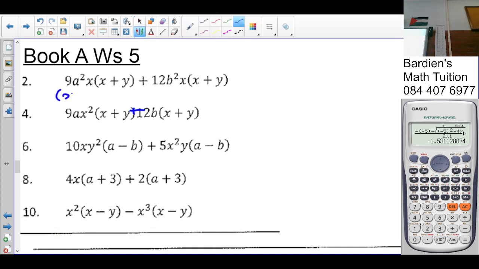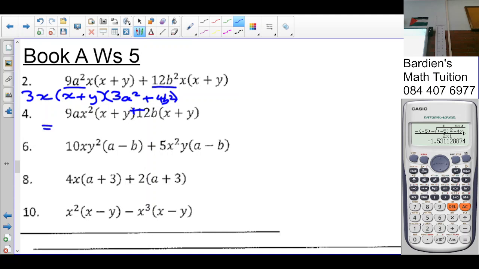So the first answer is going to be x plus y. Then I'm left with 9a squared x and 12b squared x. Then I would have taken 3x out as a common factor. Then I'm left with 3a squared plus 4. Right, you got it? Yes, sir. Let's look at the next one.